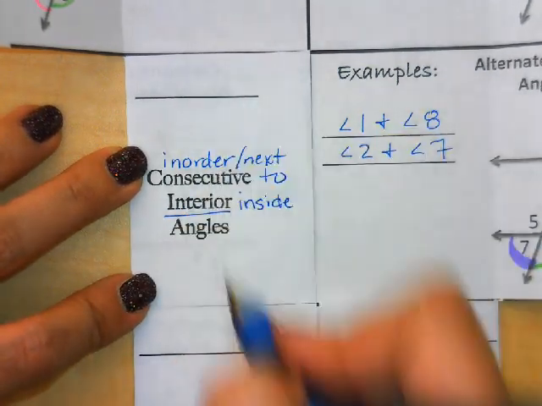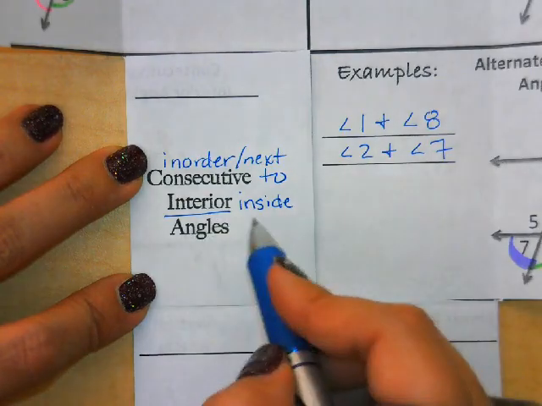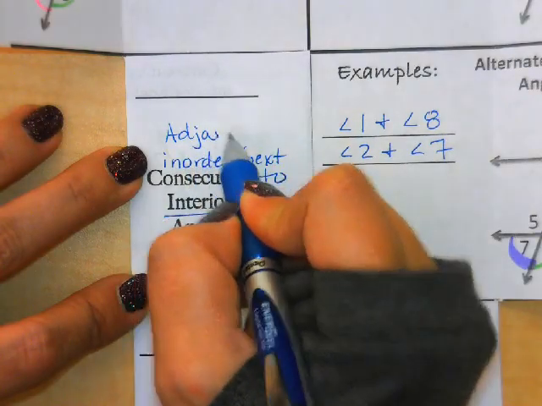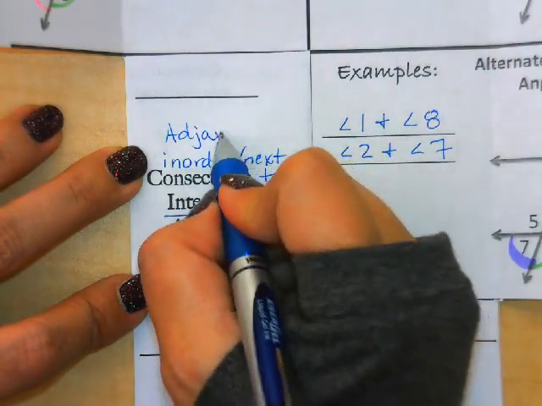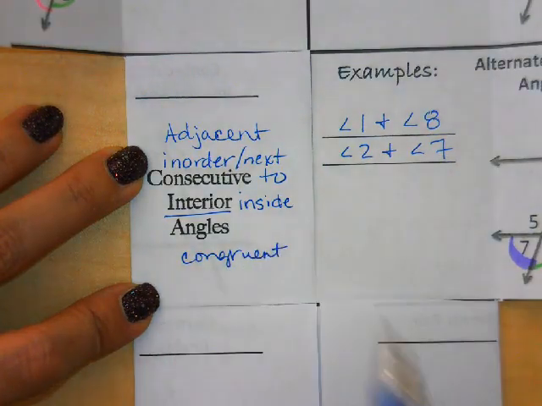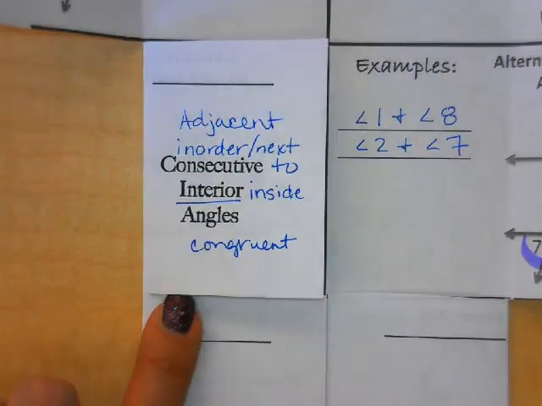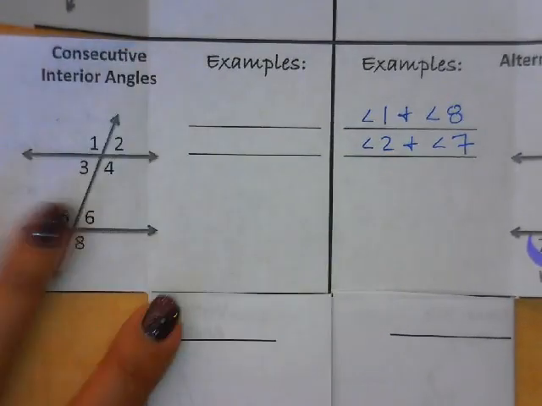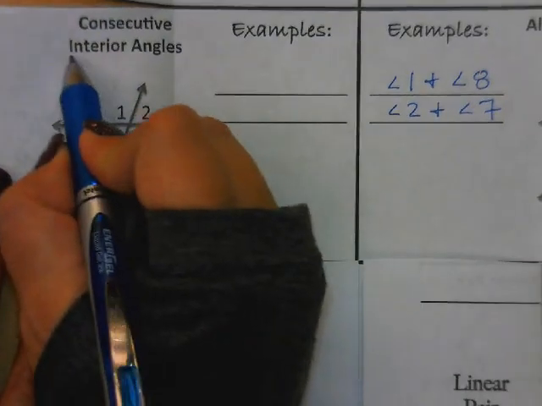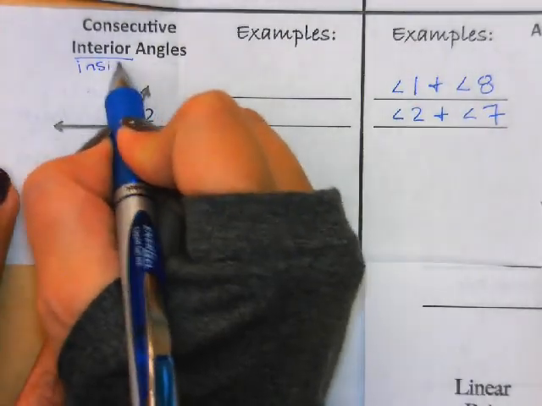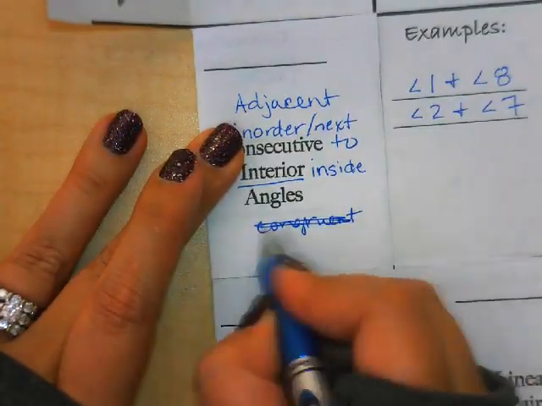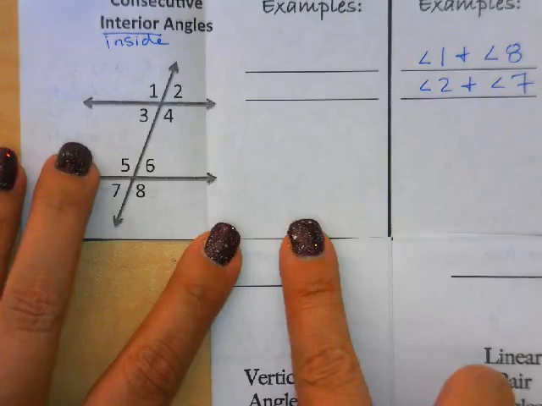This is also, we could call these adjacent interiors. We're going to see that word again, adjacent, A-D-J-A-C-E-N-T. And these are also going to be congruent. All of the angles we're looking at today are going to be congruent. So when I look in here, I'm looking again just at the inside, right? Interior, inside. And we're looking, I take it back. These are not congruent. I apologize. These are not congruent, and I'll tell you why in just a minute.